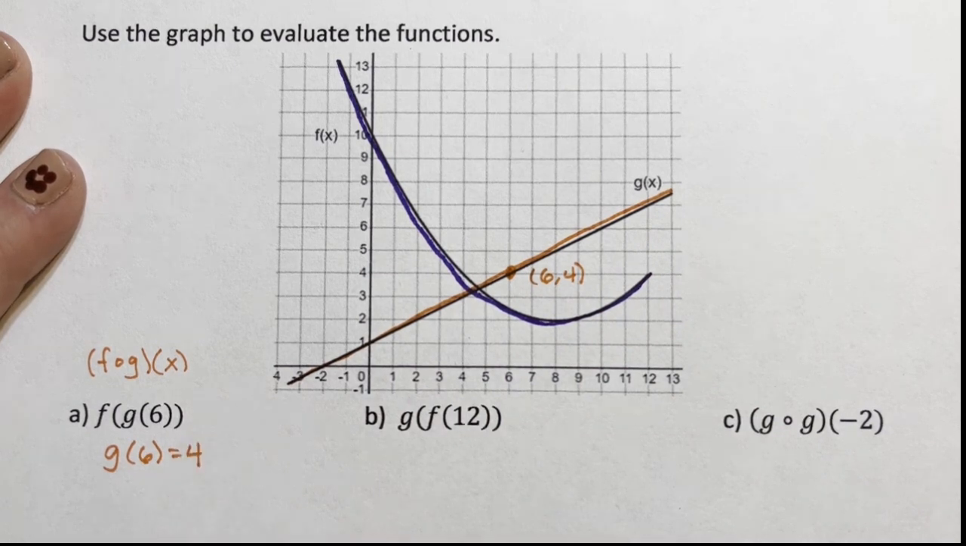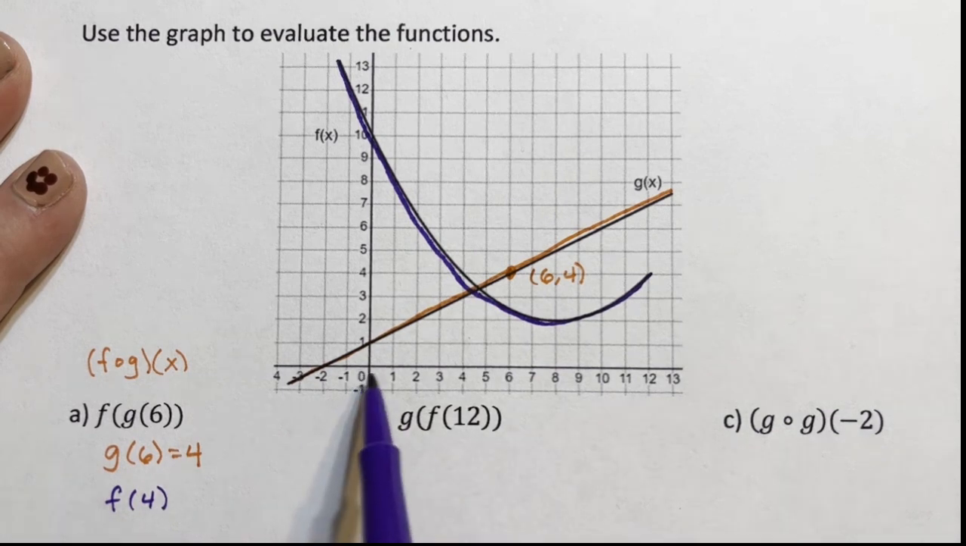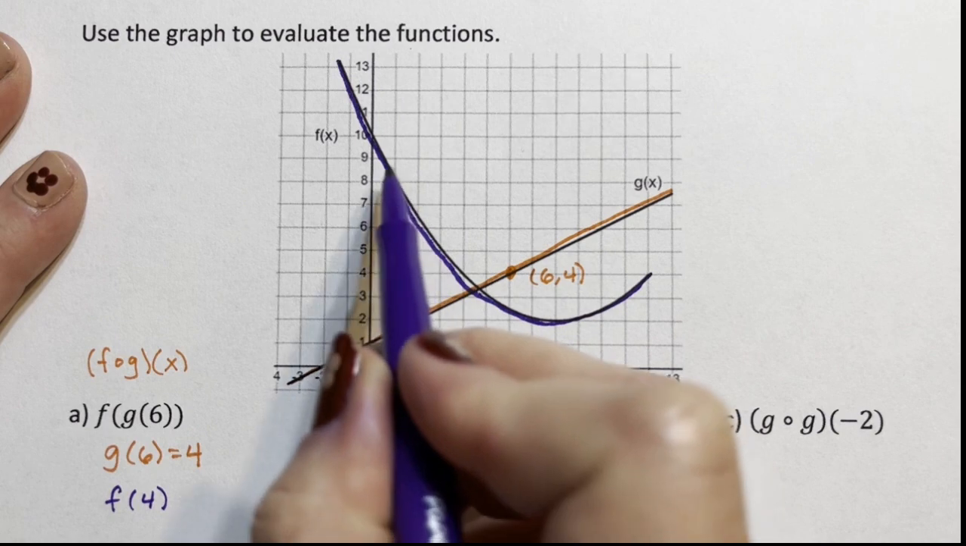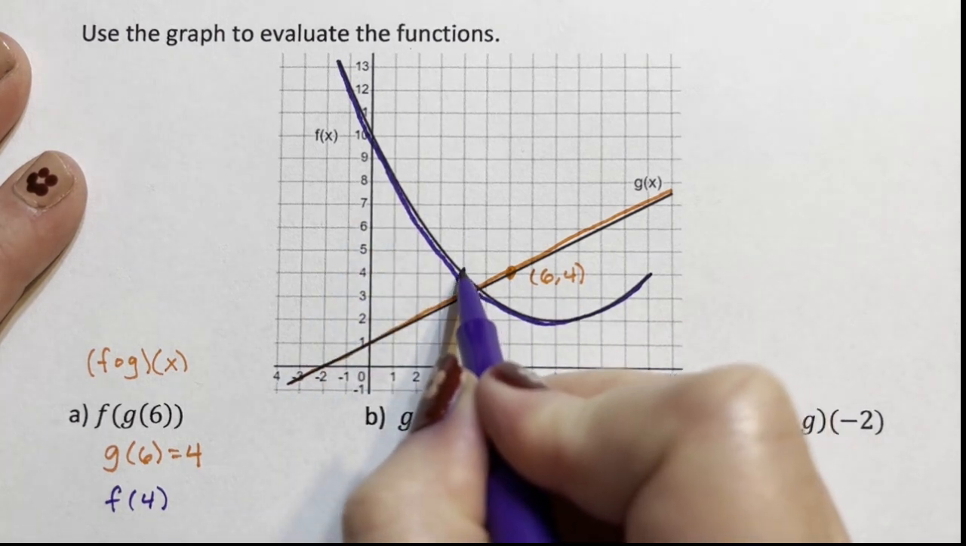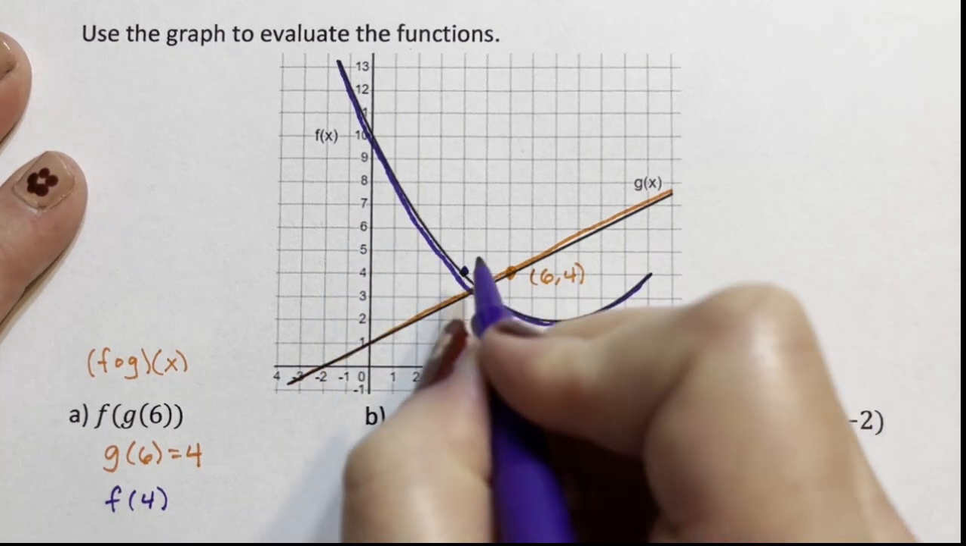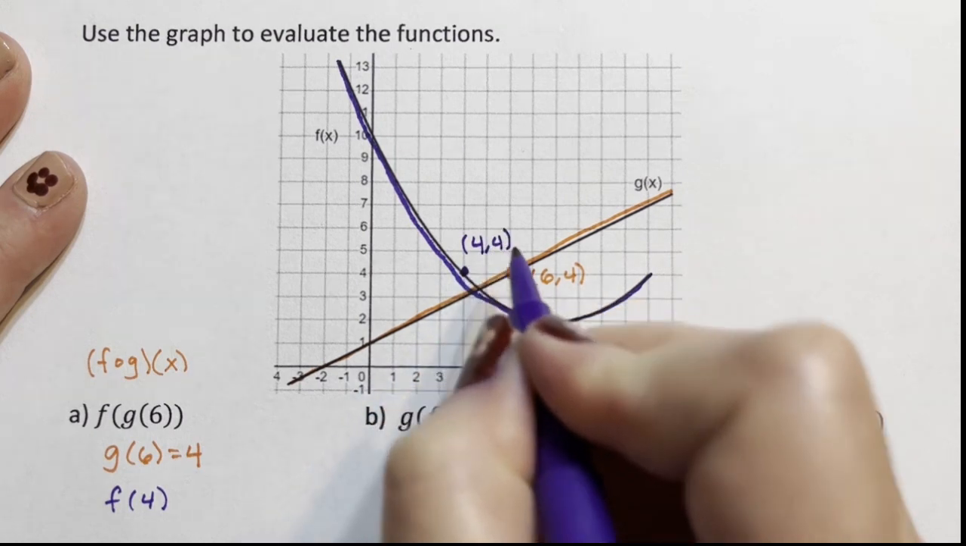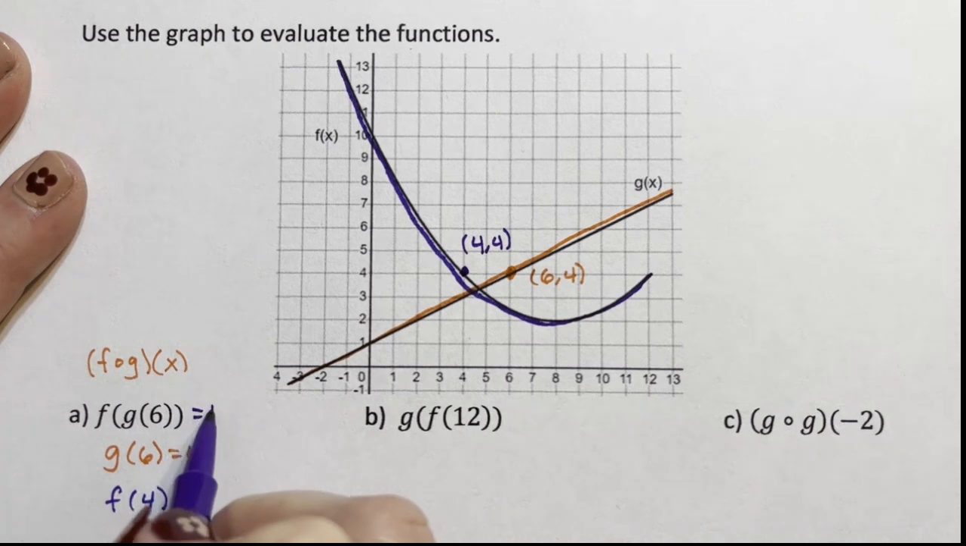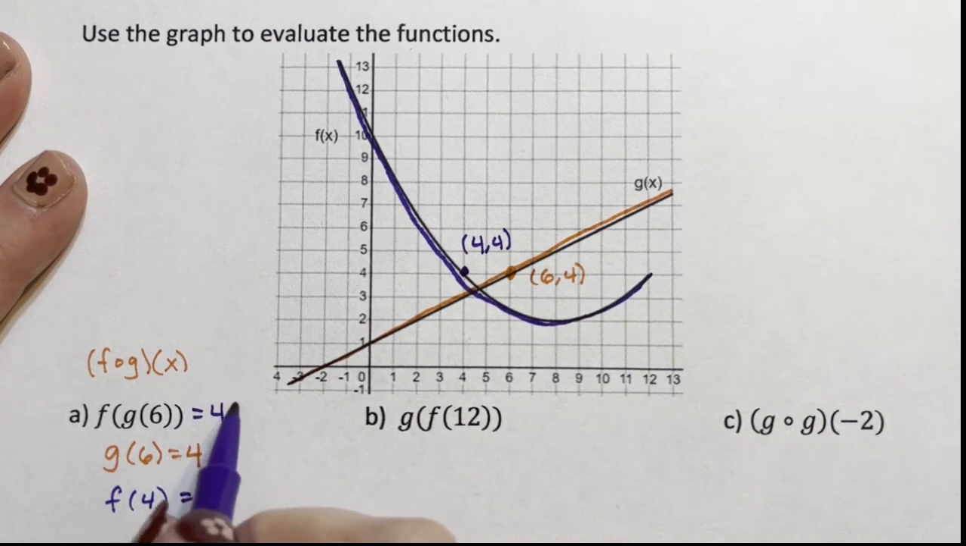So what we are looking for next is f of 4. We come to our input of 4, we go up to our f of x graph, which is our curving graph. That's this point right here. That point there is (4, 4). So that means f of g of 6 is 4. Lots of 4s there.